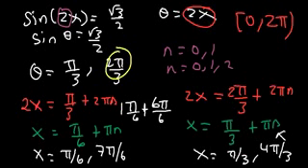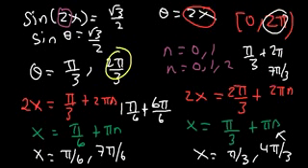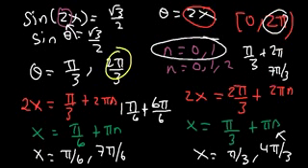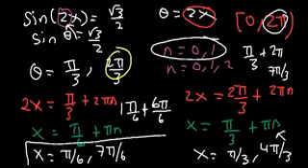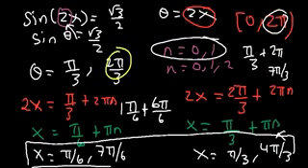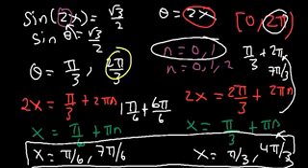Now, if we plug in 2 for n, that's pi over 3 plus 2 pi, which is 7 pi over 3. Notice that it's above the 2 pi limit. That's why you don't want to plug in 2 for n. So if you see a 2 in front of x, only plug in two numbers for n, 0 and 1. So these are the four answers that are in this interval.